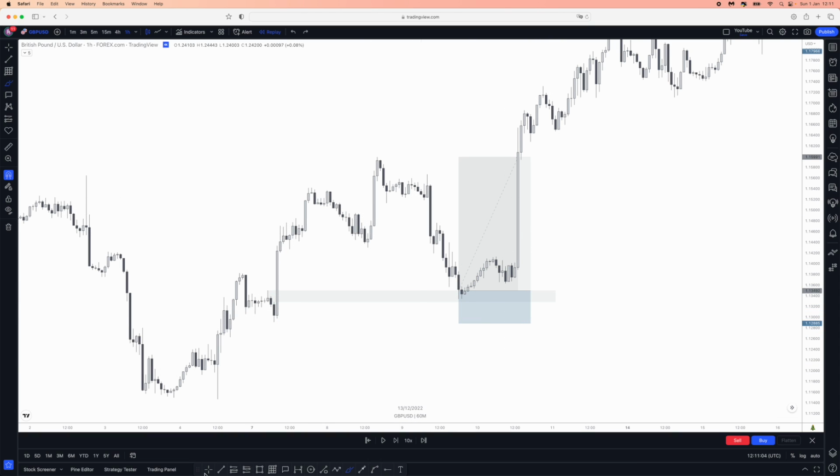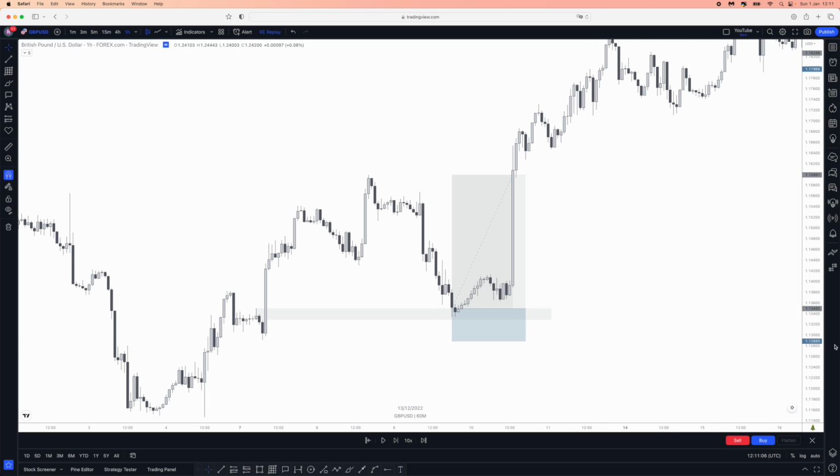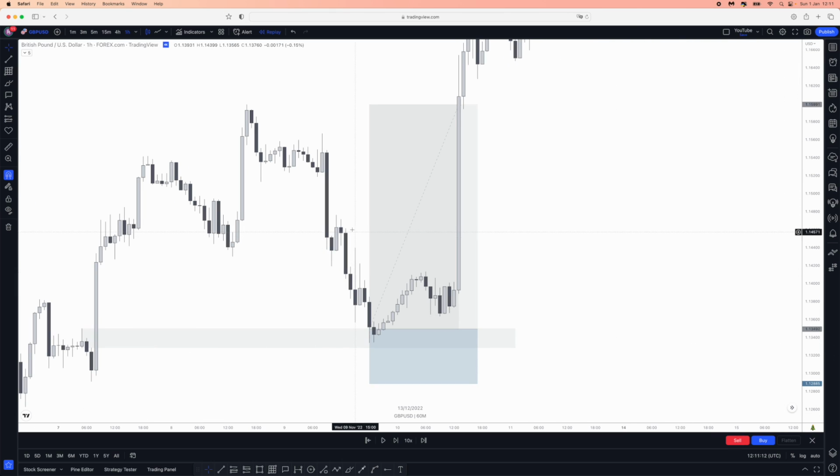What you can do to confirm this zone is, as you can see, if I just zoom in, what has happened once we have come into this zone. These candles here have got big wicks on them, showing that price is struggling to push down, and it's even more significant on the 1 hour time frame because there's a lot more price action within this candle than on a 5 minute or a 15 minute. This candle is trying to push down, it's failing to do so. This candle is trying to push down, it's failing to do so.